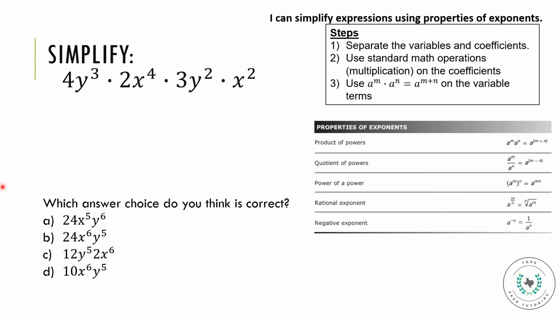Now, it's time for a little bit of independent practice. Look at this problem and then choose the answer choice that you think is correct. 4 y to the power of 3 times 2 x to the power of 4 times 3 y to the power of 2 times x to the power of 2. So take a moment, pause the video, work this out yourself, and then see what the answer is.